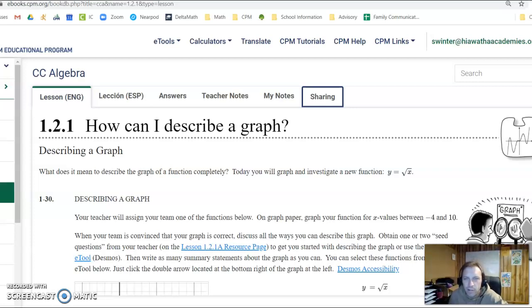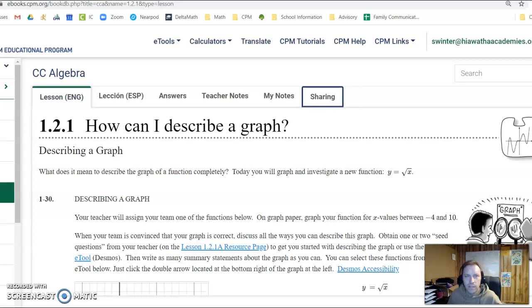I want to take a look at the homework that you were assigned this week and walk you through anything that may have been difficult for you. So go ahead and find the homework that you worked on this week from 1.2.1 and let's get started.